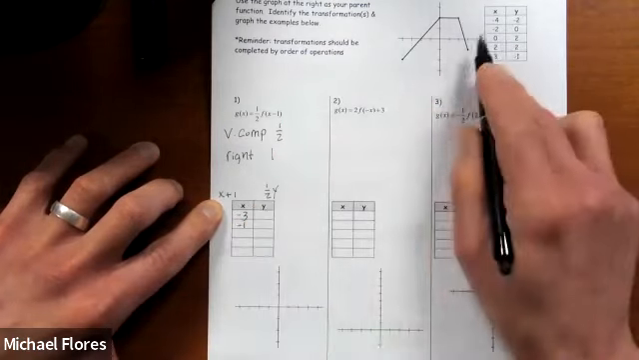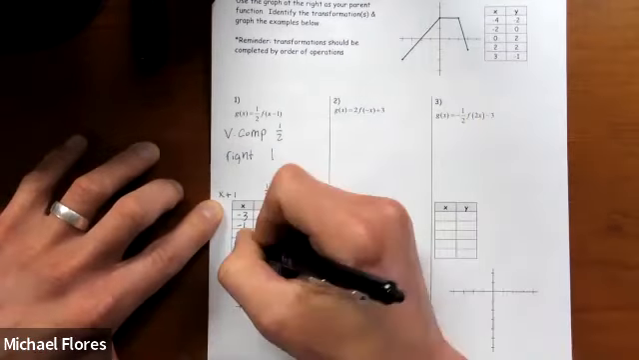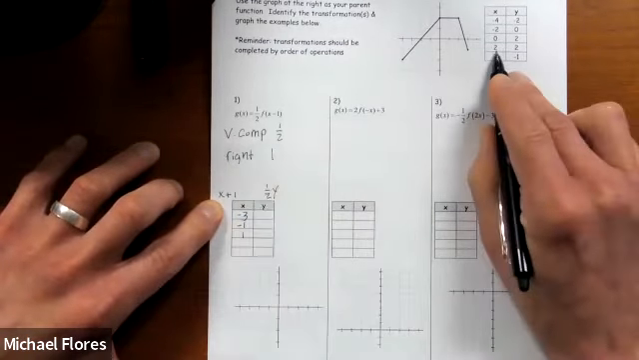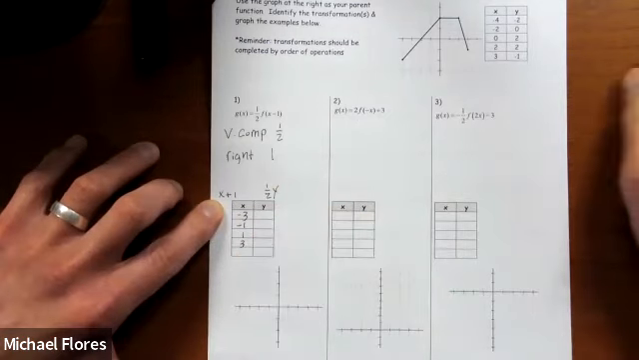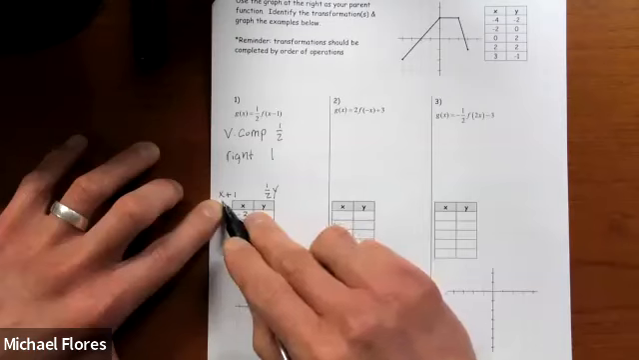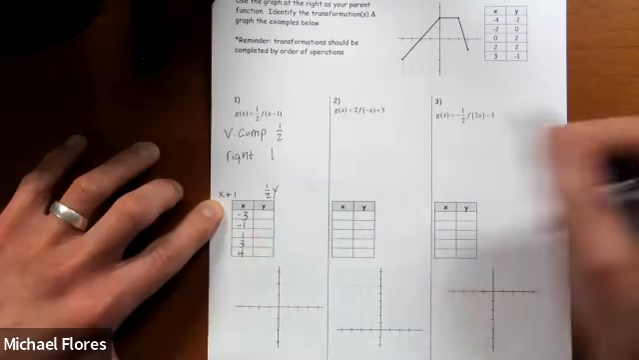Take 0 and plug it in. 0 plus 1 is 1. Take 2, plug it in. 2 plus 1 is 3. Take 3, plug it in for x. 3 plus 1 is 4.